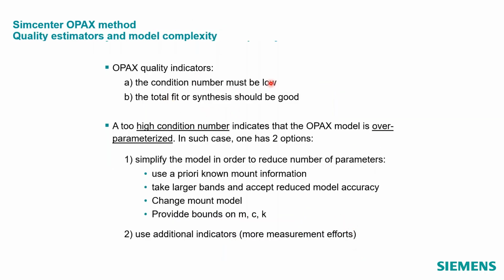OPACS quality indicator: condition number must be low. And when we look at the total contribution compared to the measured data, it should be a good fit. If the condition number is too high, the OPACS model is over-parameterized.